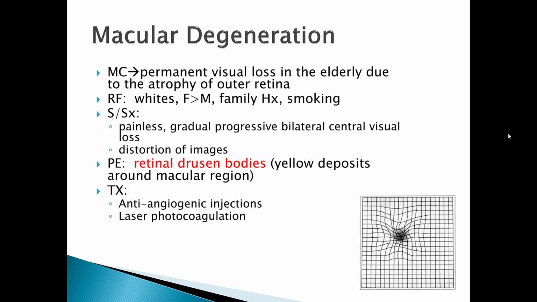Signs and symptoms include painless, progressive, gradual bilateral central vision loss. So this is a central vision issue, and it distorts the images. And on physical exam, you can see retinal drusen bodies, which are yellow deposits around the macular area. And treatments include anti-angiogenic injections and laser photocoagulation. And on the right here, this bottom picture, this is called an Amsler grid. And with macular degeneration, the image becomes distorted like you see here in the picture.